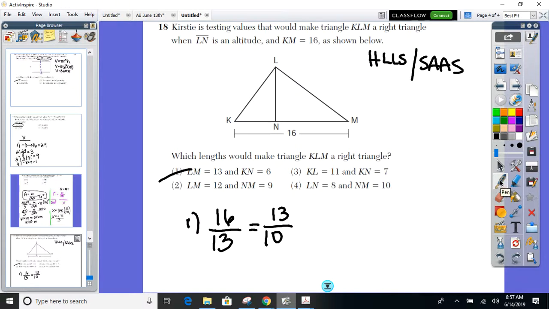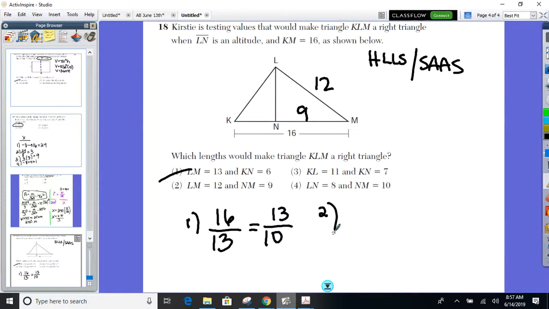And I say, all right, LM now is 12, NM is 9. Still going to use Hill because the altitude's not involved. So 16 over, what's my new leg? 12. Is that equal to 12 over, what's the new segment, 9 or 7 here? 9, the one next to 12. And if you cross multiply there, I believe you get 144 equals 144. So that's the one I want to use. That fits into Hill SAS correctly.